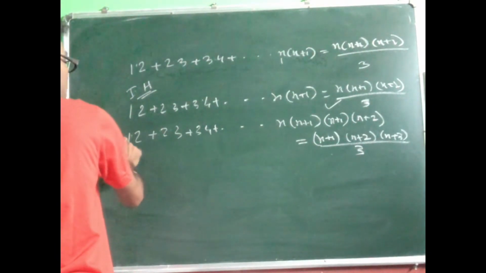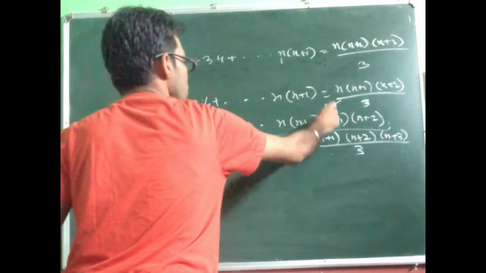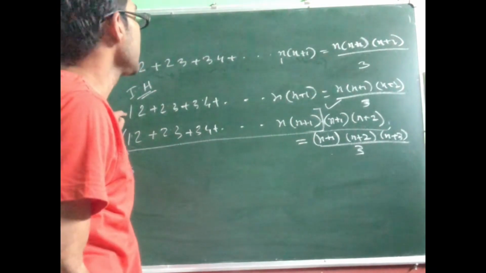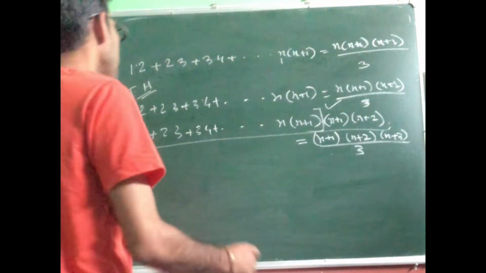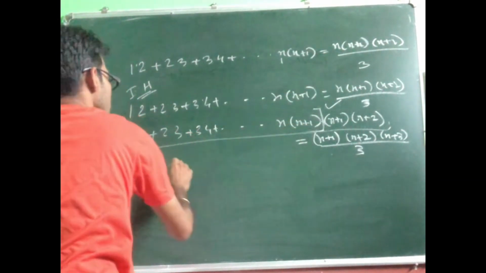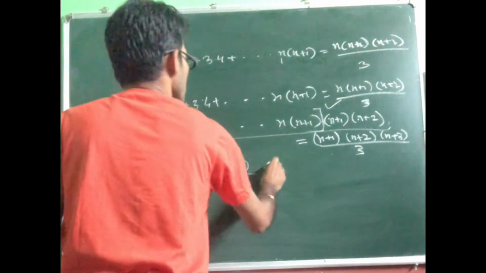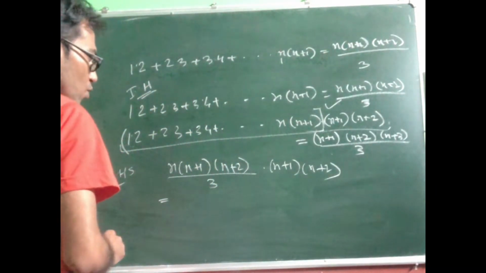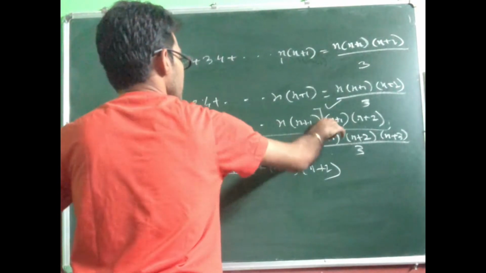So maybe I need to take the left hand side. Now we can see that from here to here, I have the same thing as it is, and because using the induction hypothesis I claim that this portion is equal to n(n plus 1)(n plus 2) divided by 3, I can replace the whole thing with this number. So the left hand side is this: I'm replacing this whole thing with n(n plus 1)(n plus 2) divided by 3, plus (n plus 1)(n plus 2).